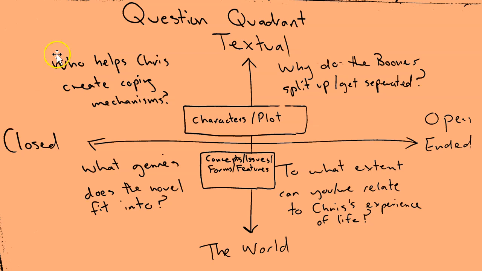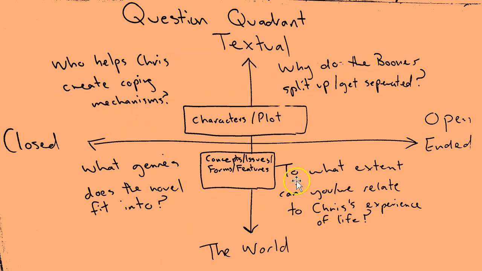We can organize these questions in a question quadrant. There's the text world: what happens to the characters and the plot. So, what is an opinion? Why does this thing happen in the story, which has a fairly open-ended nature to it? Some basic closed stuff, like who helps Christopher create coping mechanisms in Curious Incident. Just basic stuff. All of it is useful.